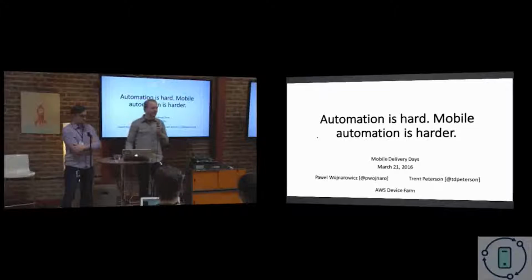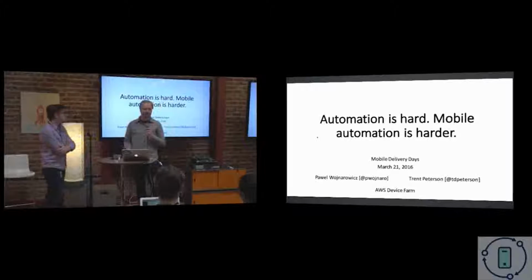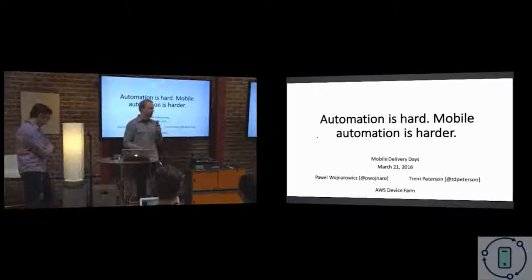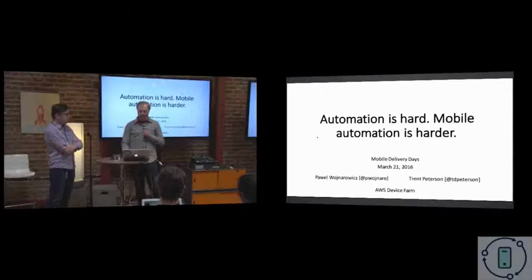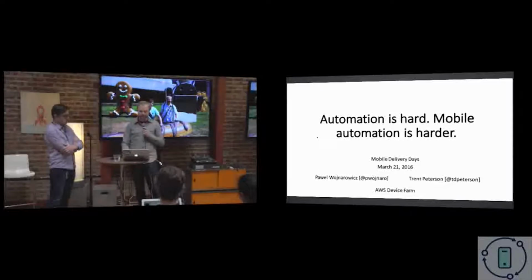Let's talk about automation. Automation in general, and specifically test automation, is notoriously difficult. It seems to be something that everybody wants to do or is planning to do and is not actually doing it, or isn't there yet, or hasn't started for whatever reason. Mobile test automation is even more complicated than traditional test automation.